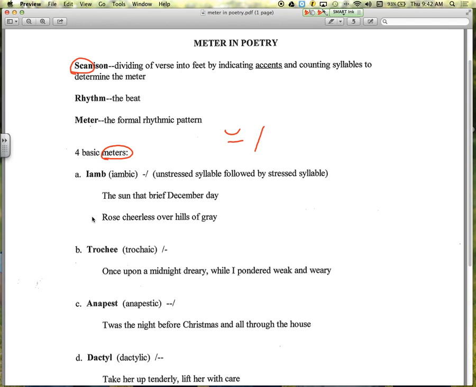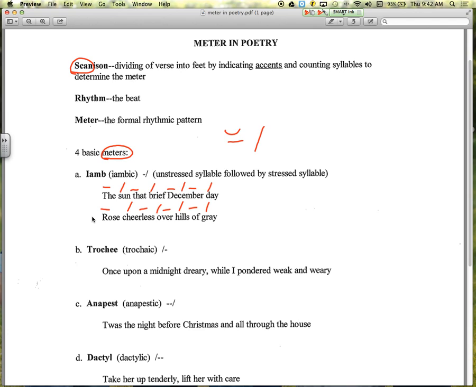And if you were to mark it, you would go, the sun that brief. How many syllables are in December? It has 3 syllables, so it's going to have 3 marks. That brief December day, was cheerless over hills of gray. So cheerless has 2 syllables. It's going to have 2 marks. Over has 2 syllables. It's going to have 2 marks. So every syllable is either stressed or unstressed, and you have to listen to it. The sun that brief December day was cheerless over hills of gray. You're going to hear that pattern.